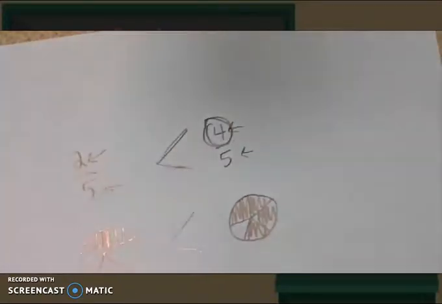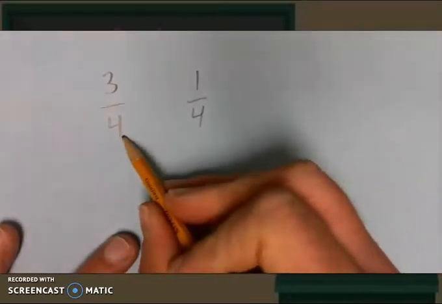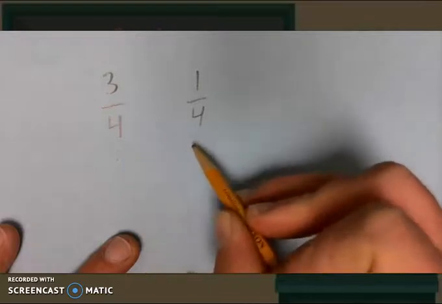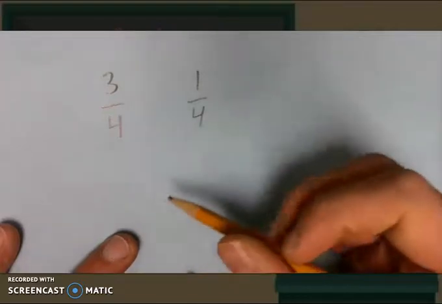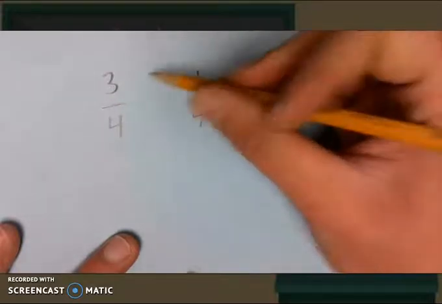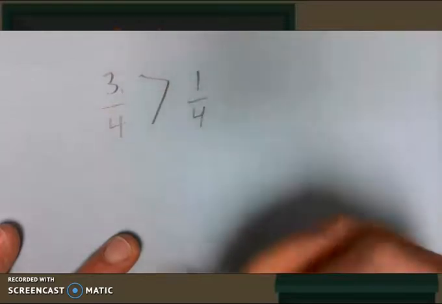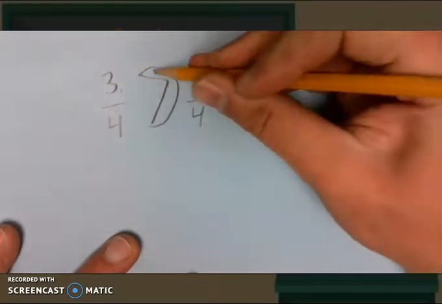Let's do another example here. 3/4 or 1/4, which one's bigger? Well, we know the denominators are the same, so we don't really even need to draw a model or a picture. We just know that since the denominators are the same, the one with the bigger numerator, which is 3/4, is going to be the bigger number. And then we can draw our Pac-Man symbol if you want.